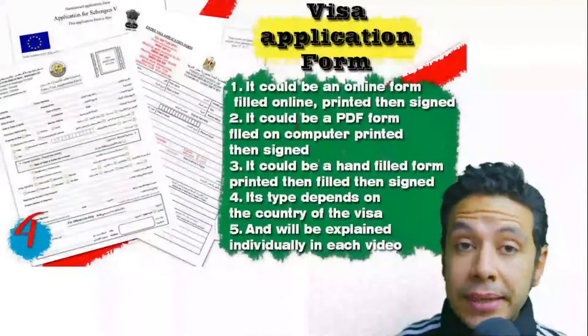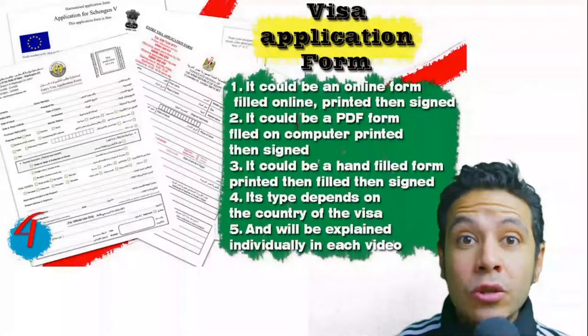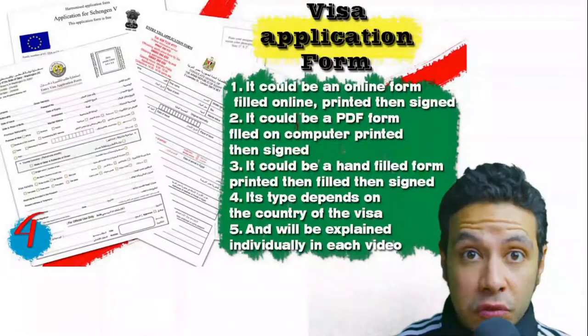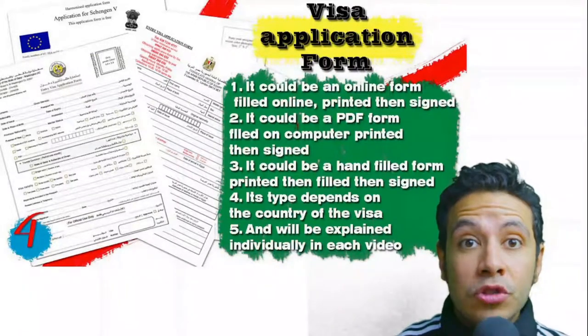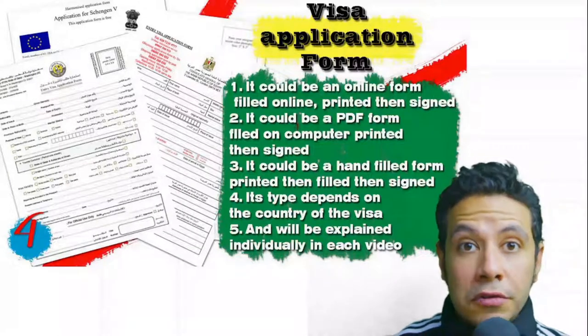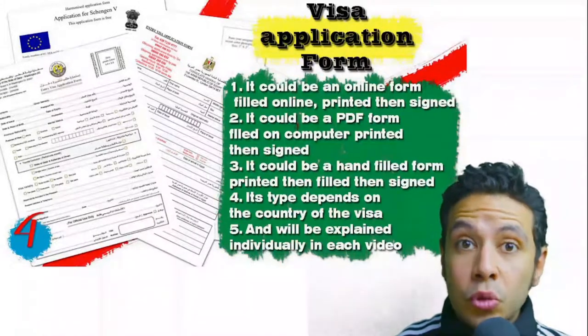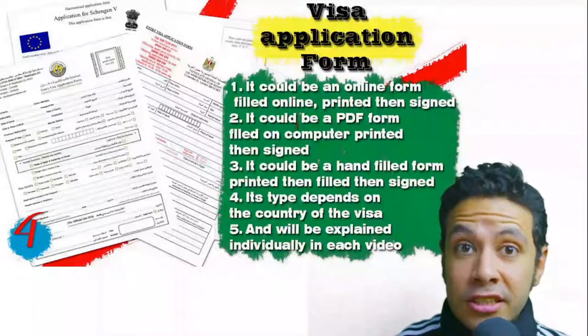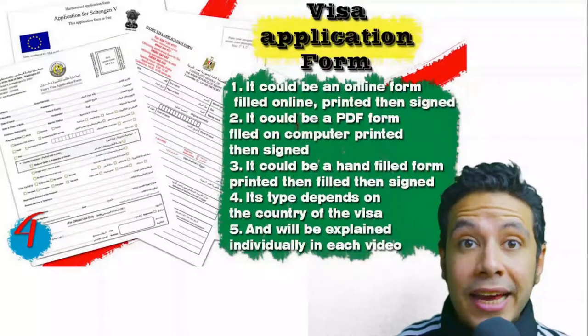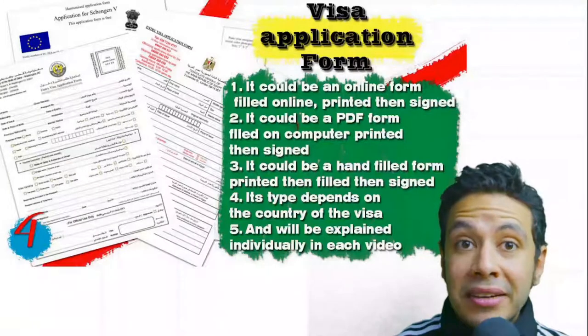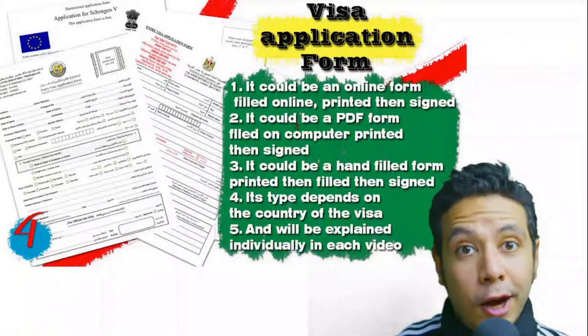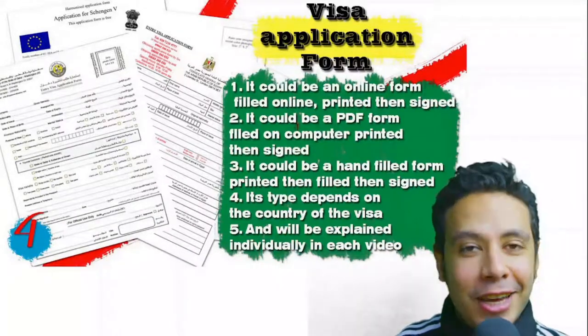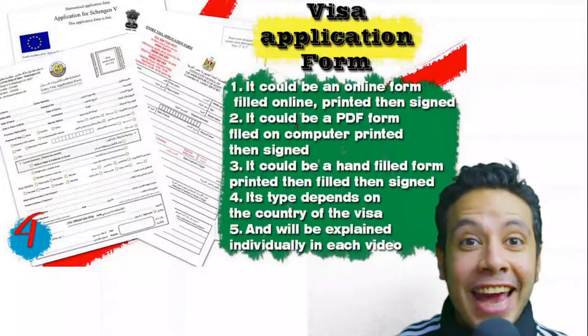Speaking about the visa application form, in general you need only one copy of the visa application form, but sometimes you might be required to submit 2 copies or even 3. Visa forms are different from one country to another. In general you should print it and fill it manually, but many countries now are providing their application form on an online platform, so you can fill the application form online and after that you can print it and sign it. Anyway, for the application form you just fill it as we do in the video.